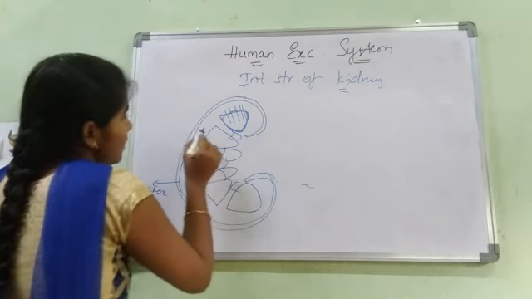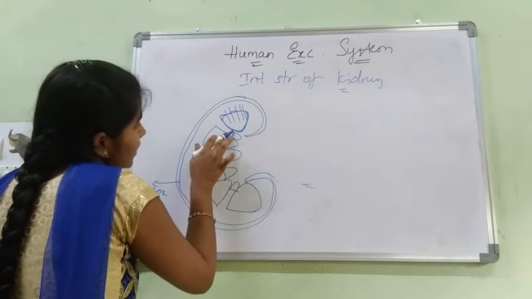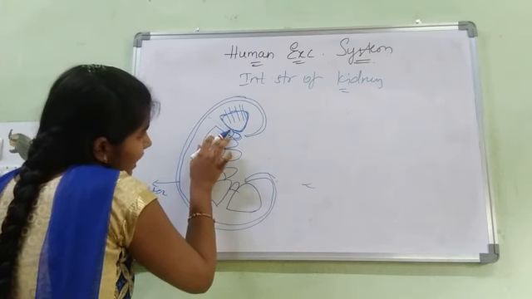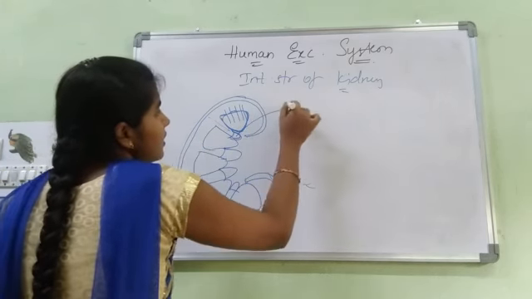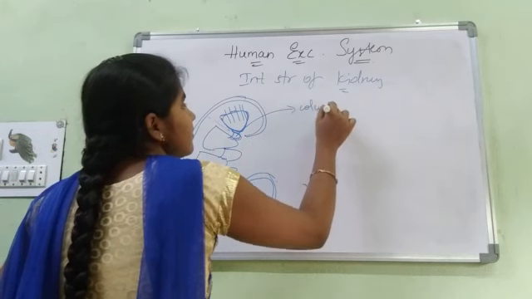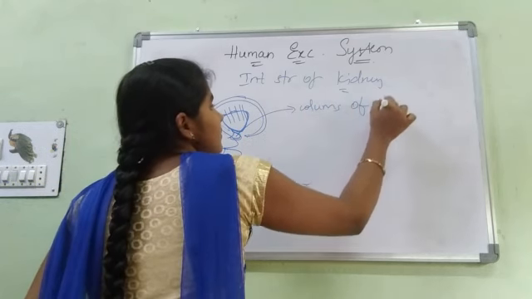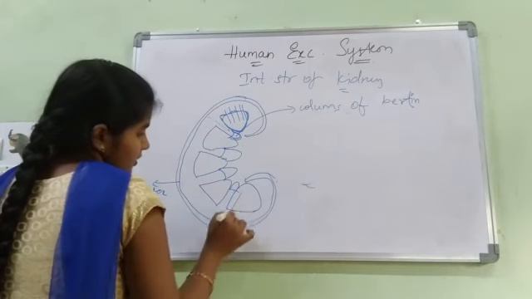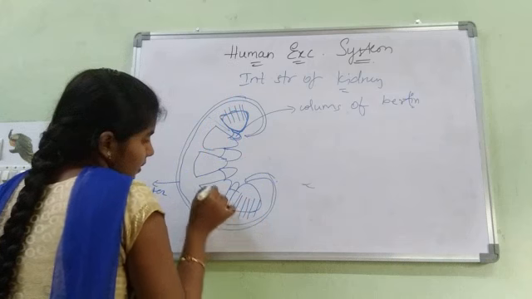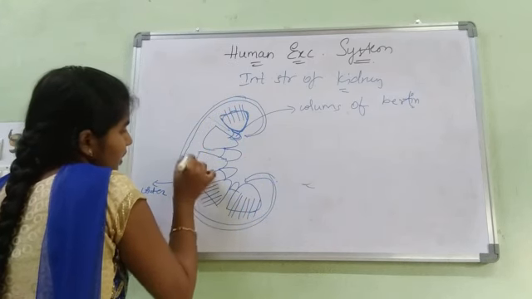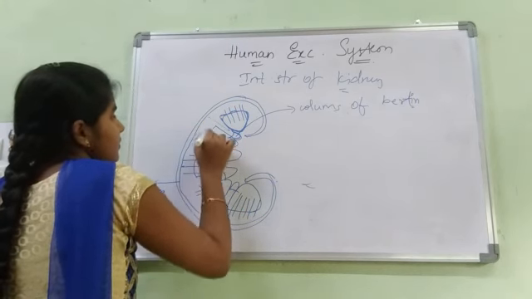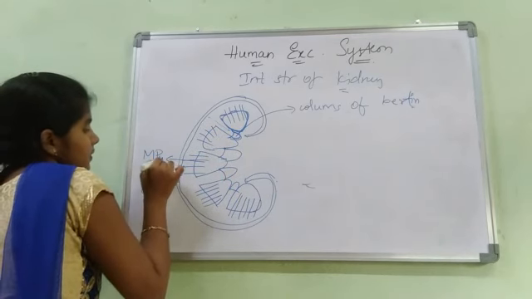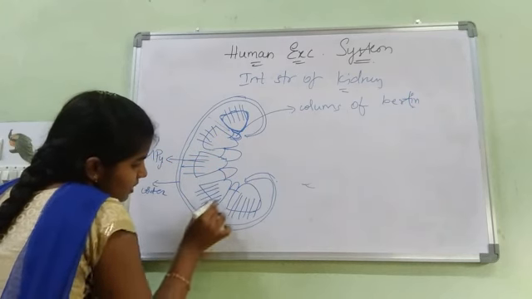Okay friends? Now these are called calyces. The cortex projects into the medulla between the pyramids, hence they are called columns of Bertin. And I said to you that these are medullary pyramids, which consist of a number of nephrons in them. Each one is a nephron.